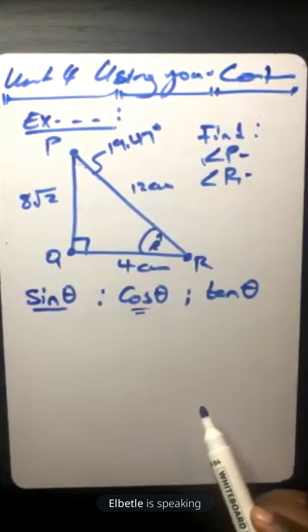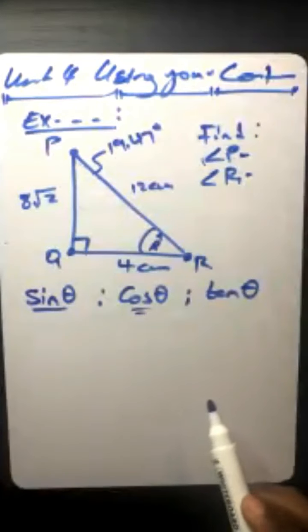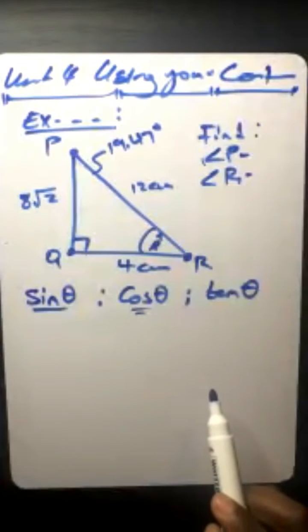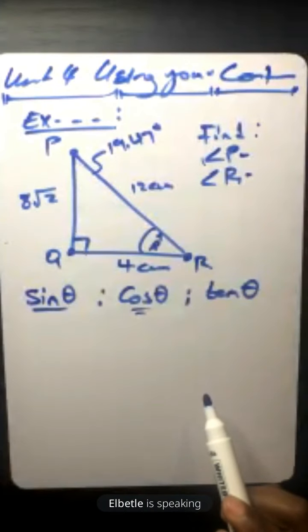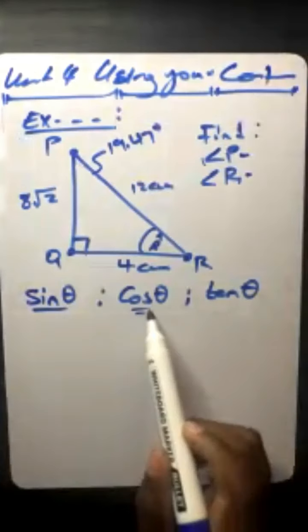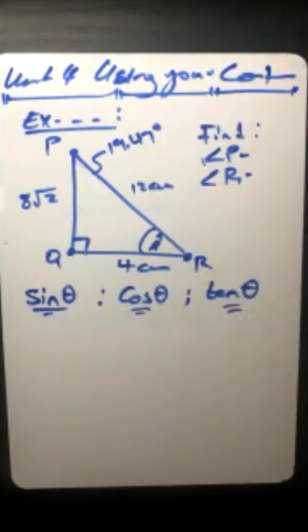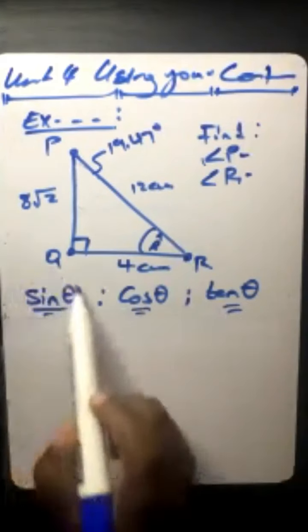Oh, okay. I see where I went wrong. Yes. So what is angle R? I'm going to use tan. No, you can use any. You can use cos, you can use that, you can use that. Or maybe, no, let's use sine.